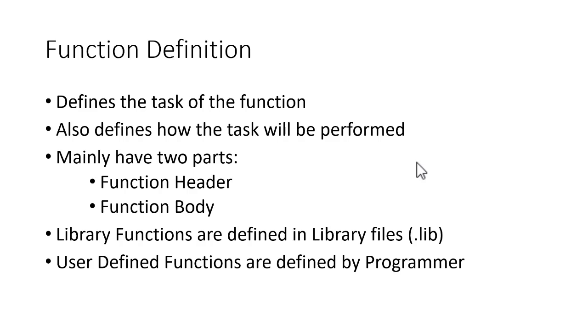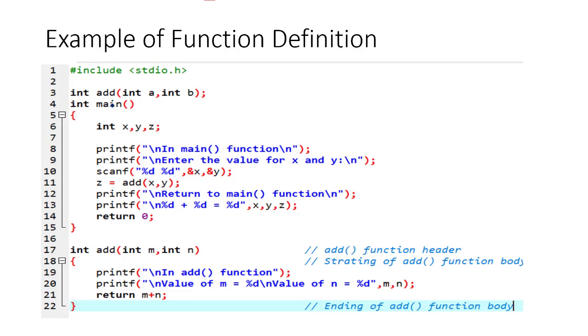User-defined functions are defined by the programmer. So the programmer decides what the function will do and how that task will be done. In this case, the add function is declared here and it is defined over here. Defined means what the function will do and how it will be done, that is defined over here. Now this part, which looks similar to the function prototype, is called the function header. So this is the add function header.